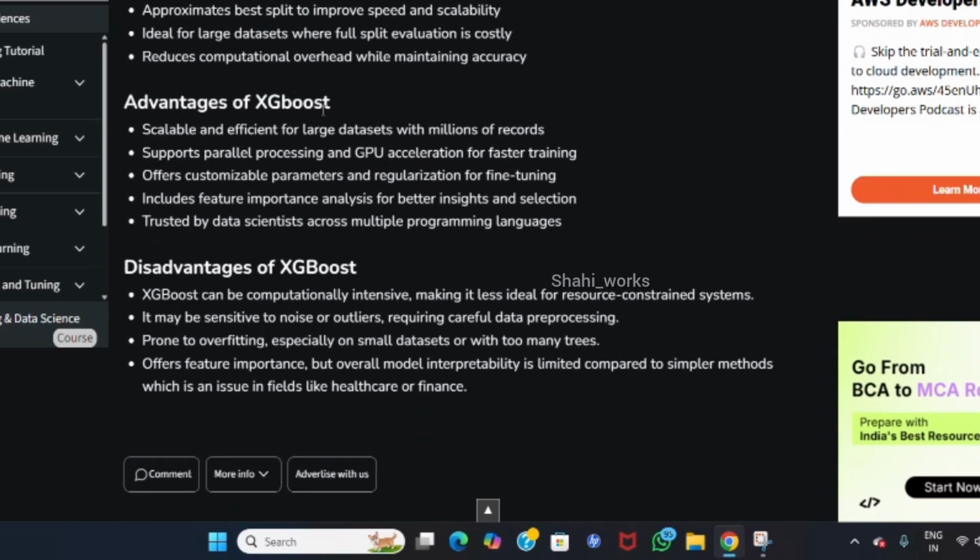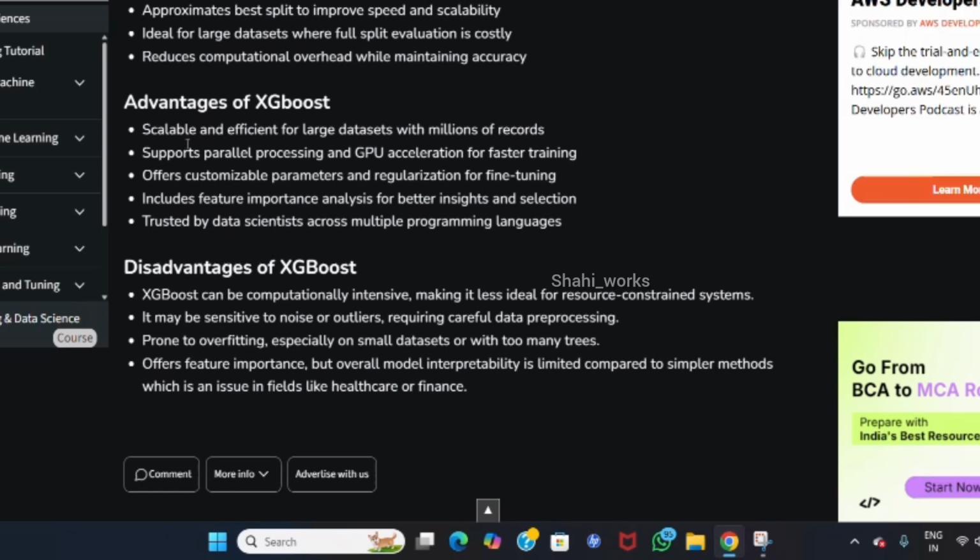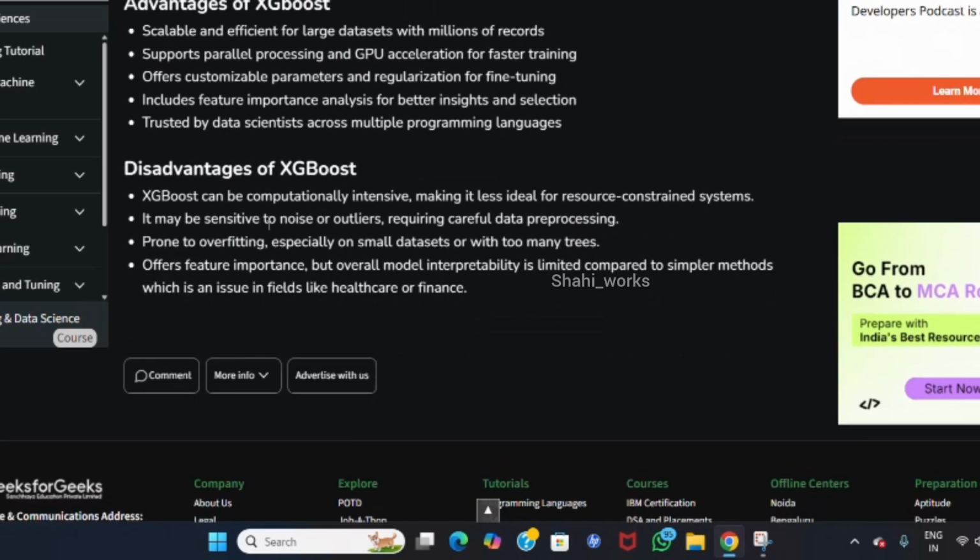And at last, advantages and disadvantages. When it comes to advantages, it is more scalable and efficient for handling larger datasets. Also, it supports parallel processing on GPU. It improves feature importance analysis.